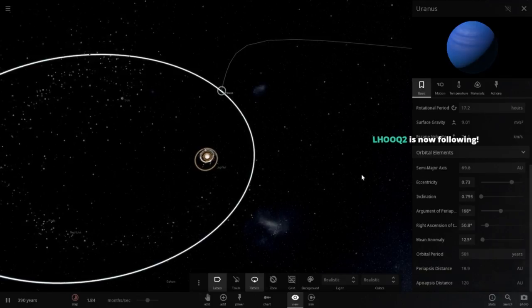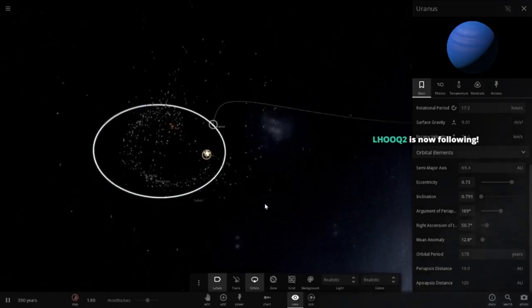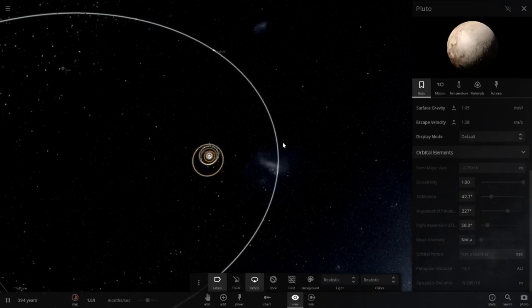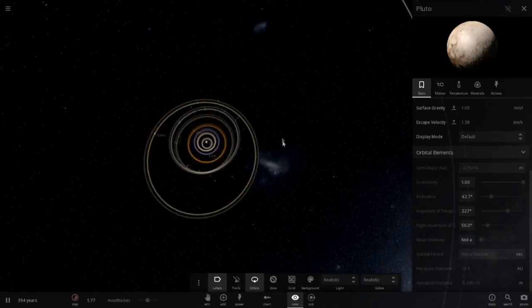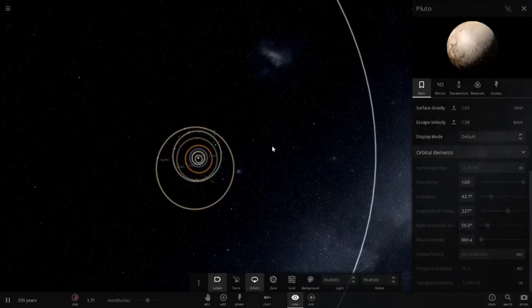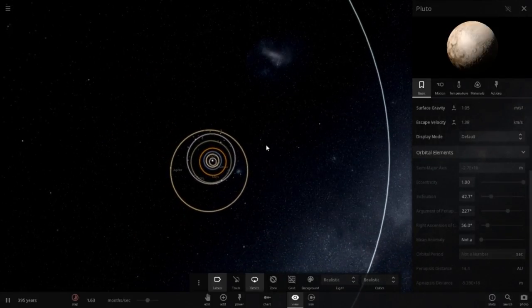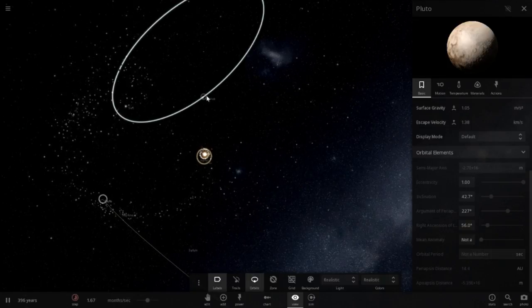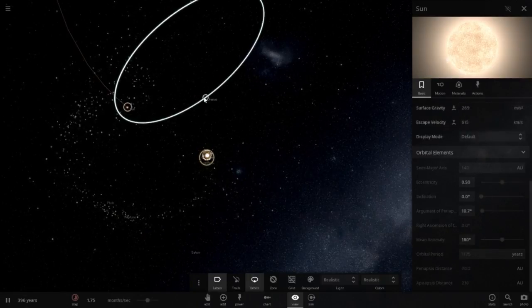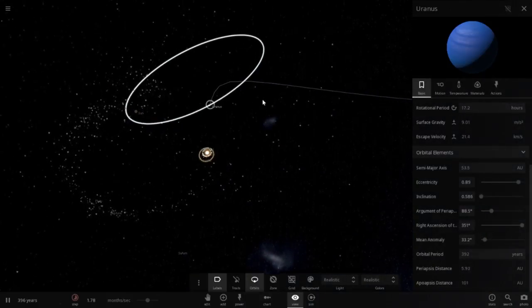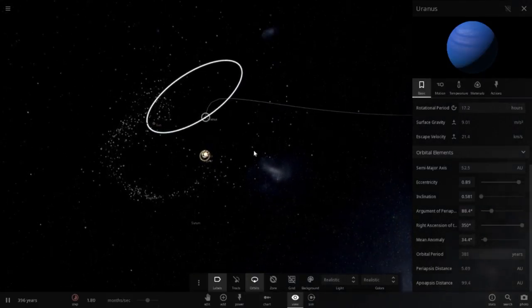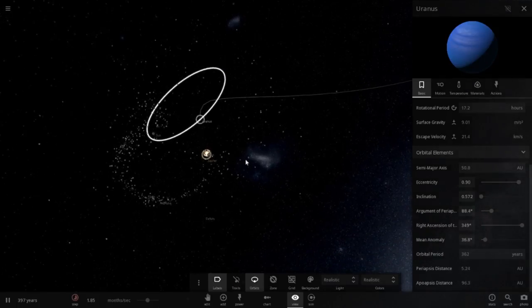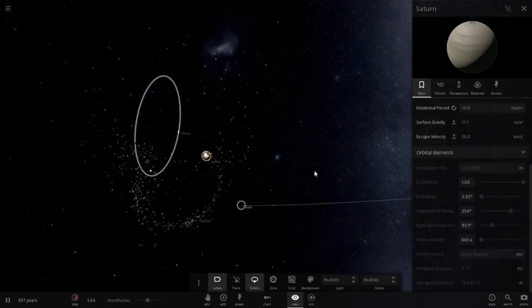What I want to see is if the other sun can capture a few. Doesn't seem like it can. I'm not sure. Oh wait, it just captured Uranus. Not too sure how certain that is. Saturn's on the wrong side. Saturn's gone, I think.